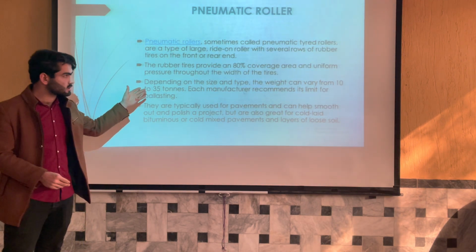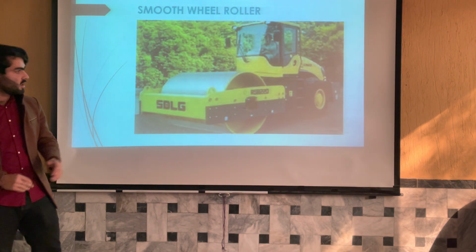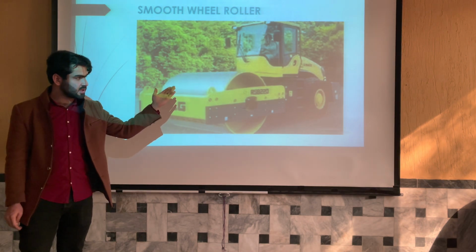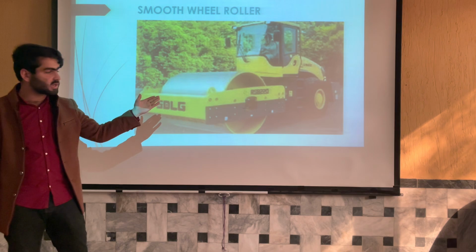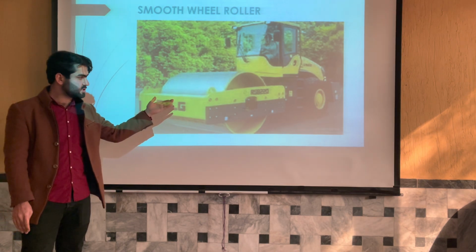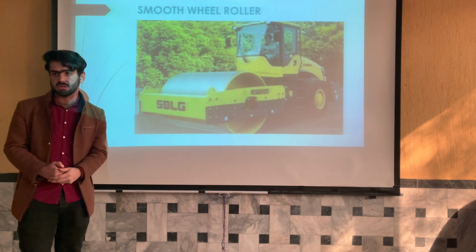So this is a type of smooth wheel roller. We have single smooth wheel roller, double smooth wheel rollers, where the rollers are at the front and at the back. And we also have sometimes three wheel rollers, which are also commonly used in our construction.